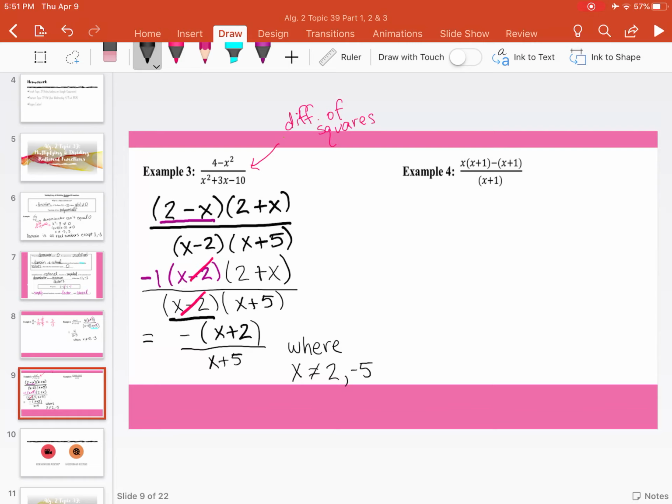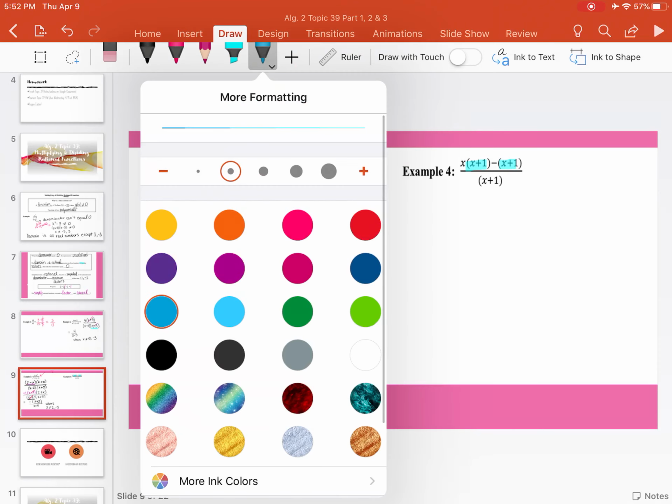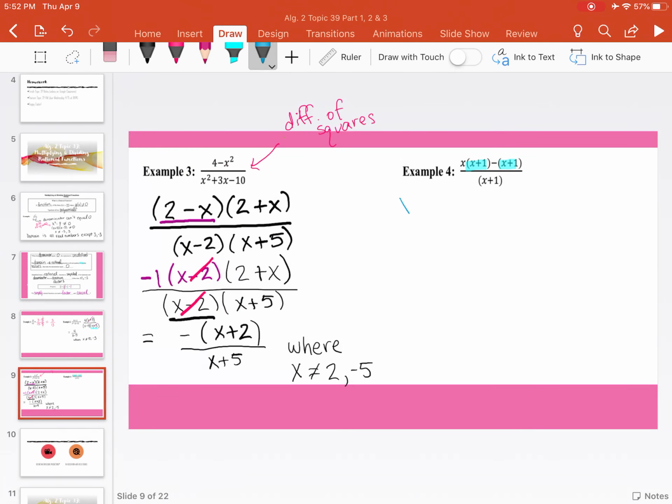Moving on to our final example for this part, we have x times x plus 1 minus x plus 1 divided by x plus 1. So a whole lot of x plus 1s. If we just focus on our numerator, we know that they both have x plus 1 as a factor, so we can factor it out. Let's go with blue. So if we factor out an x plus 1, what's going to be left?